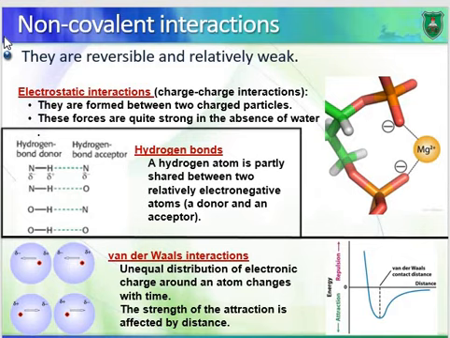But generally, if we talk about small molecules like H2O, they're going to be between one water molecule and another water molecule, or one water molecule and, for example, an alcohol molecule. These are reversible, which means they form and break all the time, and they are relatively weak, and we'll compare them with the covalent bonds. There are different types of non-covalent interactions, and we start with the electrostatic interactions.